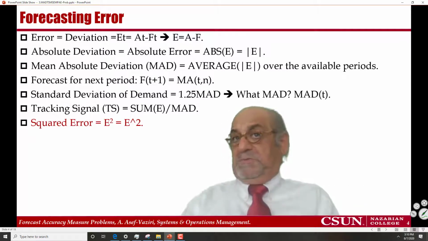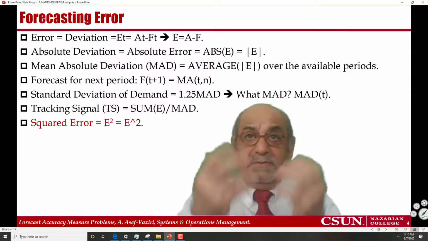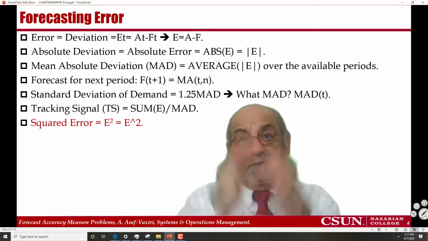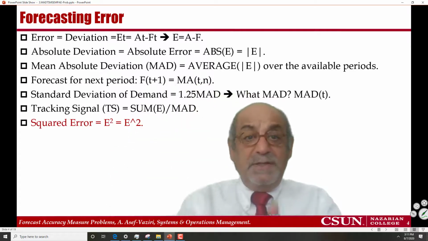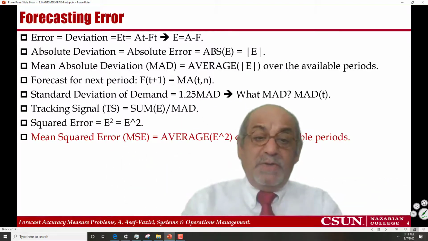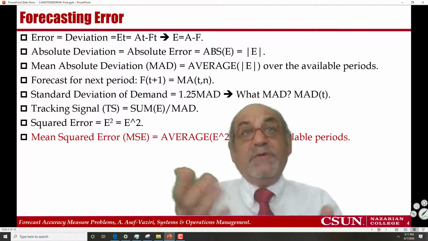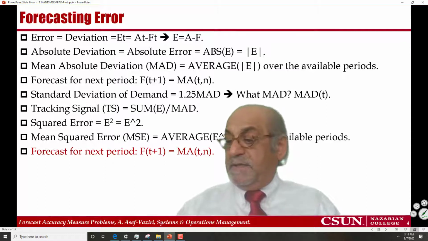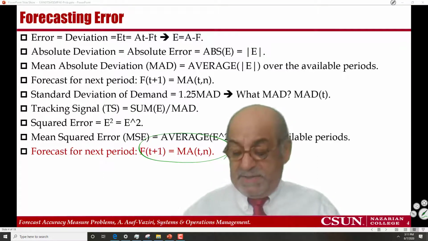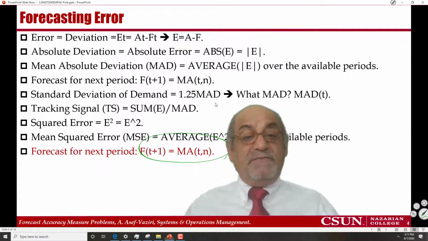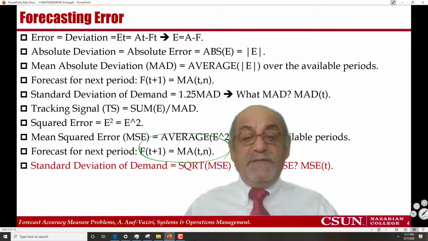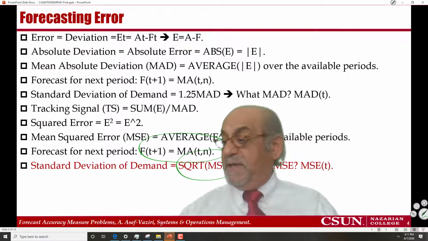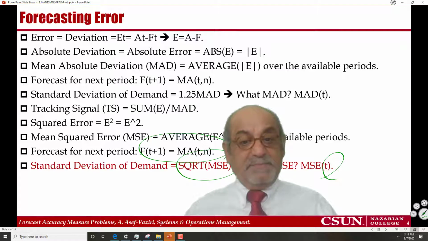Squared error is just taking the error and squaring it. So we have two ways to remove the sign in front of error. One is absolute value, the other one is squaring. Mean squared error is just the average of those squared errors. Forecast for the next period, again, is the moving average for this period. Standard deviation of the forecast for the next period is the square root of MSE. MSE of when? MSE of this last period.